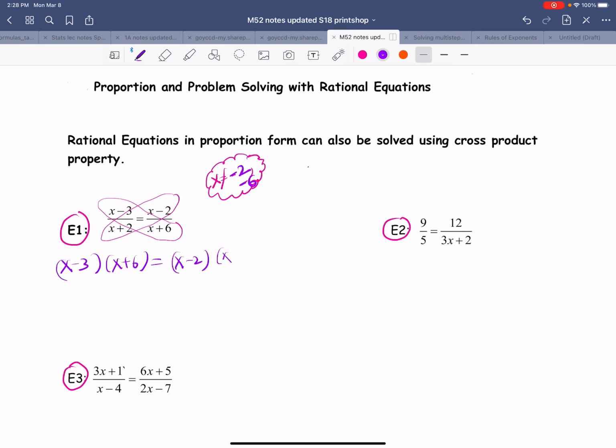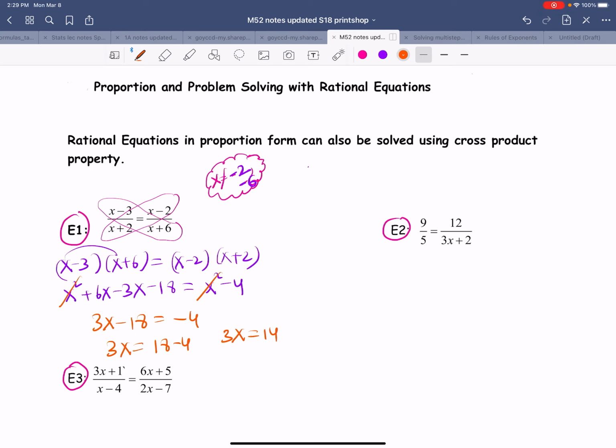x minus 2 times x plus 2. So that leaves me with x squared plus 6x minus 3x minus 18 equals x squared minus 4. Now, to make my life a bit easier, I can go ahead and cancel out x squared from both sides. I'm sorry, 6x minus 3x is 3x. Minus 18 is -4. 3x equals 18 minus 4. 3x equals 14 and x equals 14 over 3.